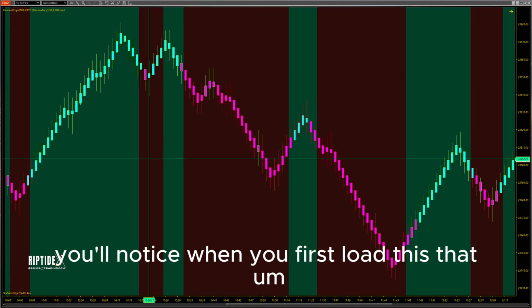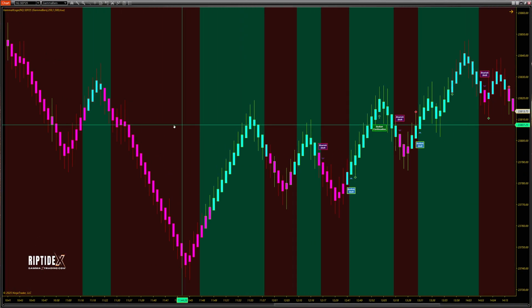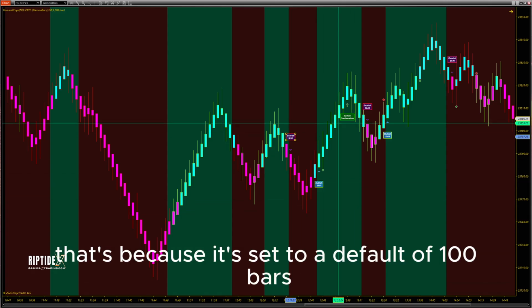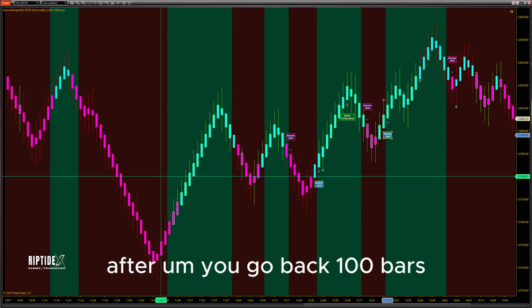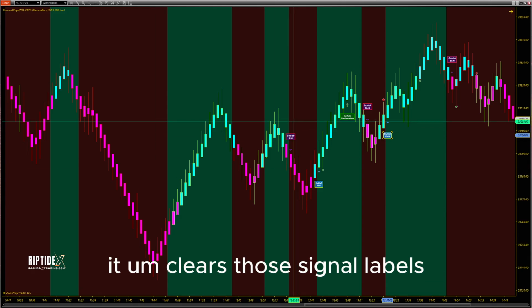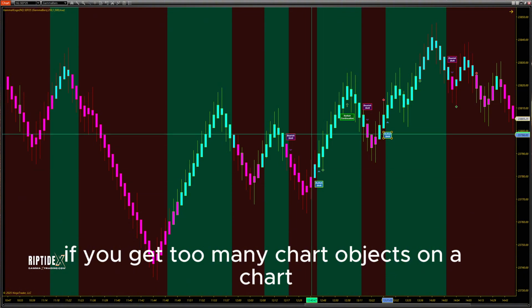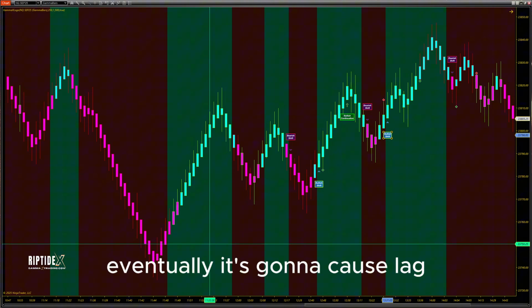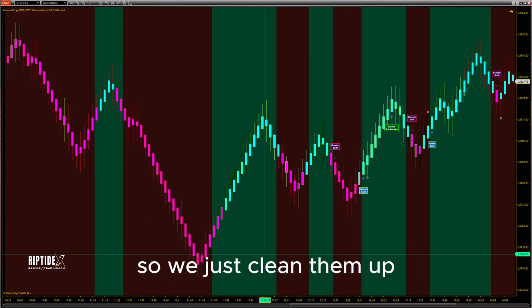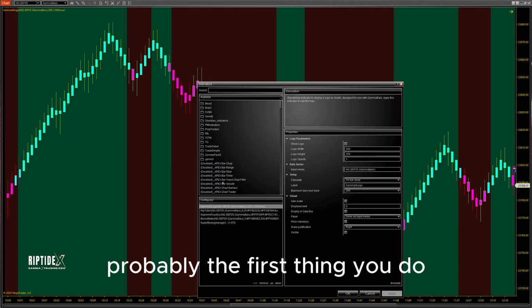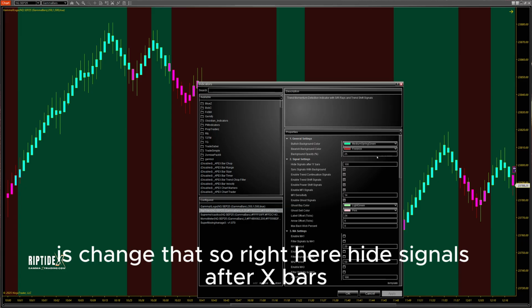RipTideX. You'll notice when you first load this that the signals will stop after 100 bars. That's because it's set to a default of 100 bars. After you go back 100 bars, it clears those signal labels to help reserve computer resources. If you get too many chart objects on the chart, eventually it's going to cause lag, so we just clean them up. So if you're going to be doing some backtesting or whatnot, probably the first thing you do is change that. So right here, hide signals after X bars.